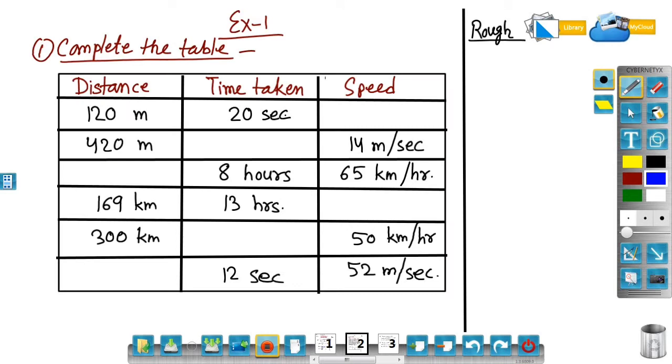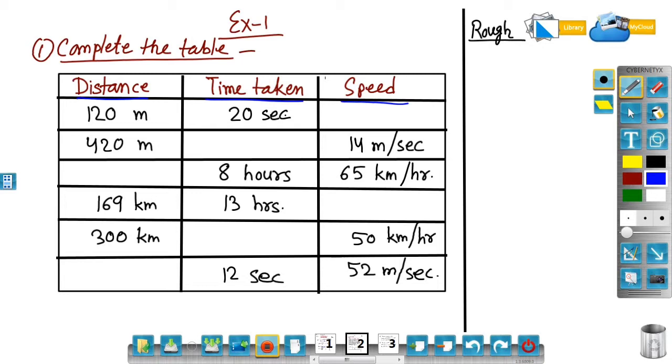Now let's go to exercise 1. In this exercise, a table is given: complete the following table. Look at your book. One column is distance, another column is time taken and the last column is speed. So distance, time taken and speed columns are here in table form.